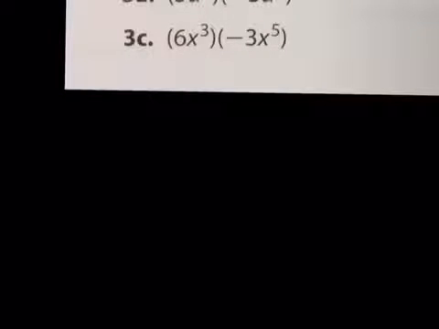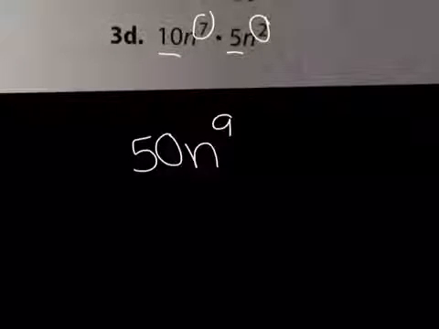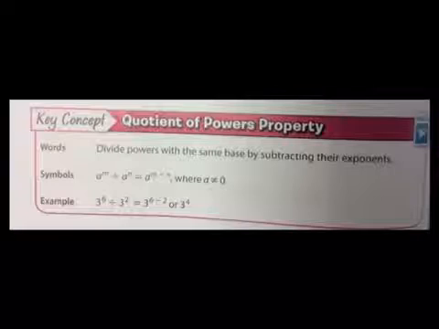3c, we have 6 times negative 3, which would be negative 18, x to the power of 8, okay? Because we add the exponents. And using the commutative property again, we have 10 times 5 equals 50, n to the power of 9, because again we add the exponents.